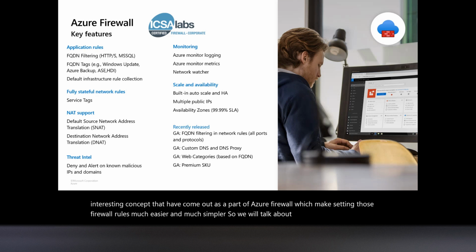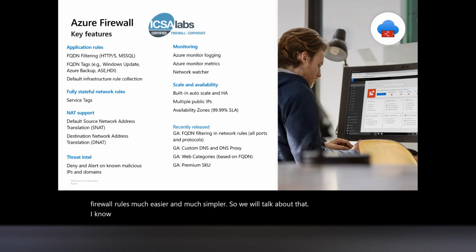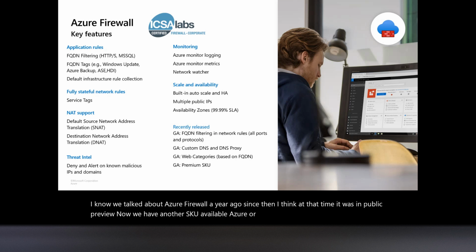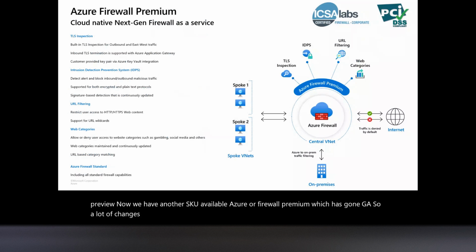I know we talked about Azure Firewall a year ago. At that time I think it was in public preview. Now we have another SKU available, Azure Firewall Premium, which has gone GA. So a lot of changes. So what does Azure Firewall Premium bring to the table? One of the most important and most asked-about features is TLS inspection.